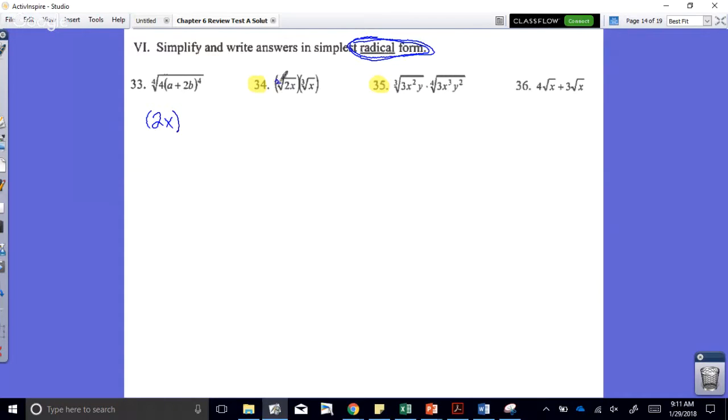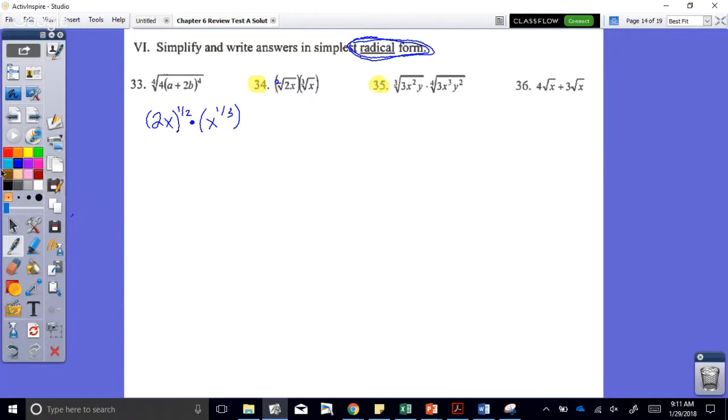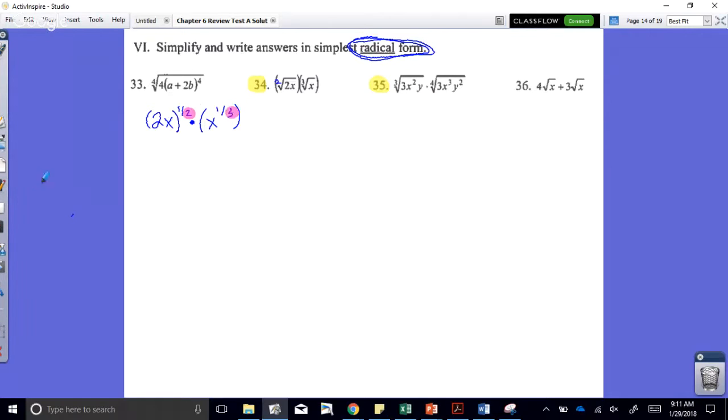The rule says that the index becomes the denominator of the fraction. So this is really 2x to the 1/2, times x to the 1/3. Okay, and we want these all to be in one radical, since the index of the radical is the denominator of the fraction.